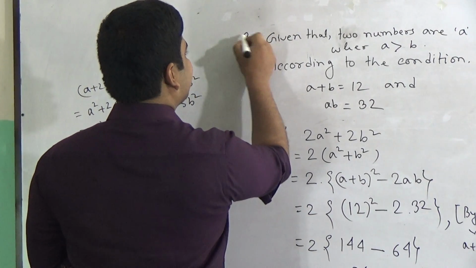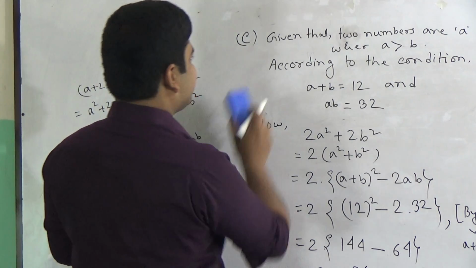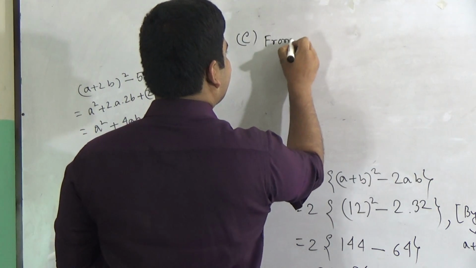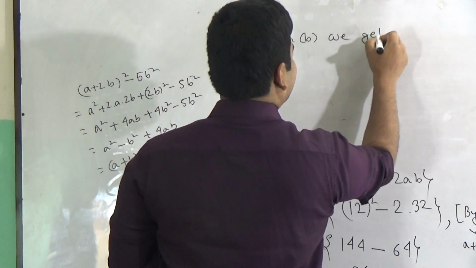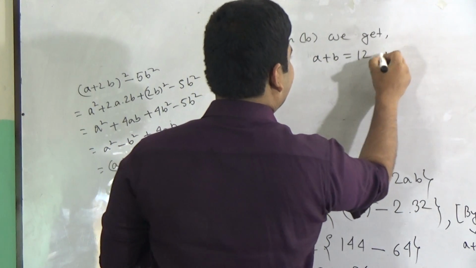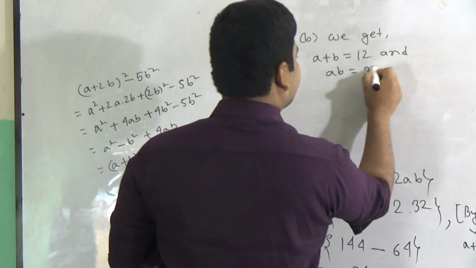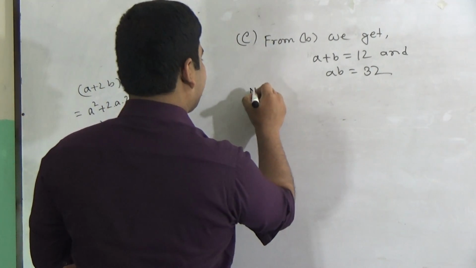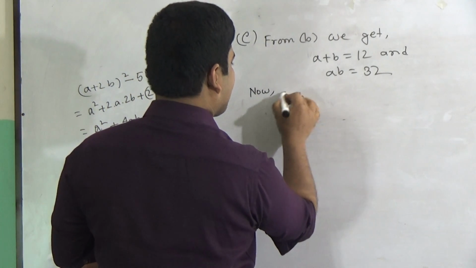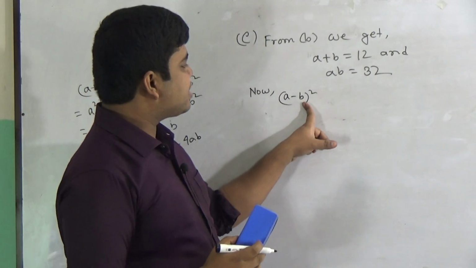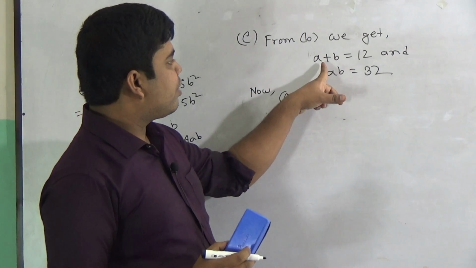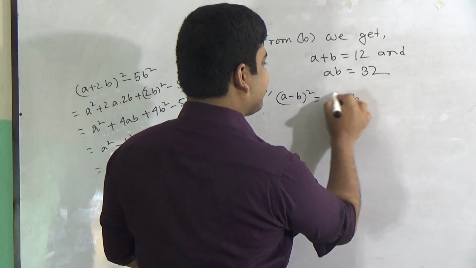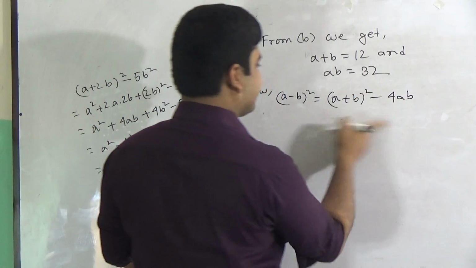Now here you write C, and you can write from B. We can write from B, we get a + b = 12 and ab = 32. Now we find out the value of (a − b)². What is the formula of (a − b)²? When we need to find out the value when a + b's value is given, we can write (a + b)² − 4ab. Okay, this is the formula.